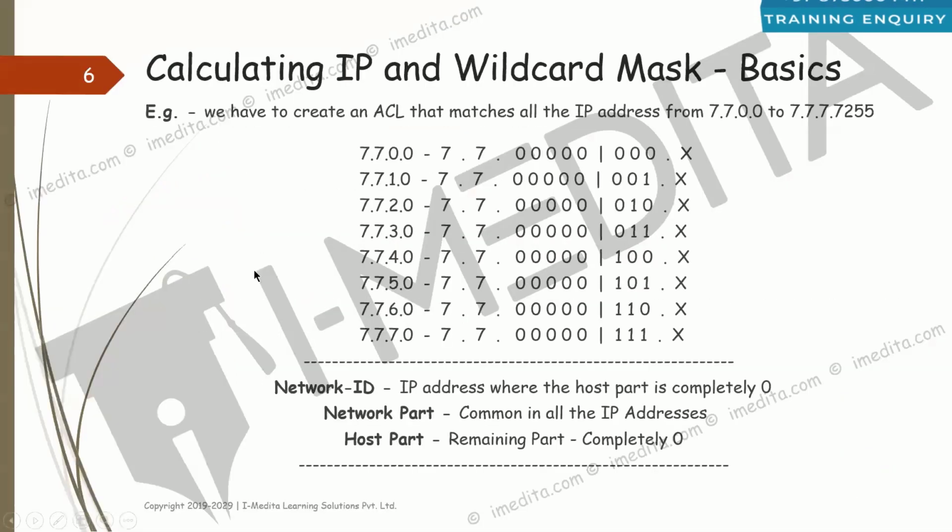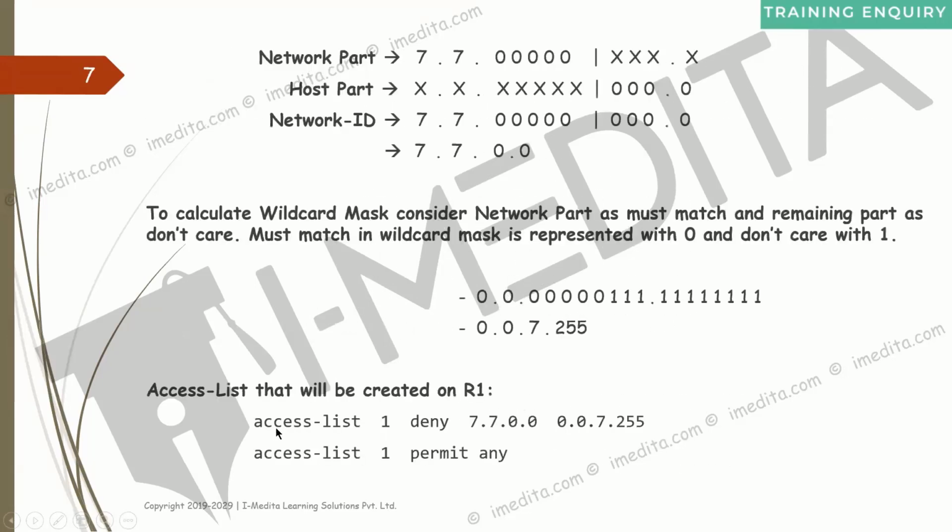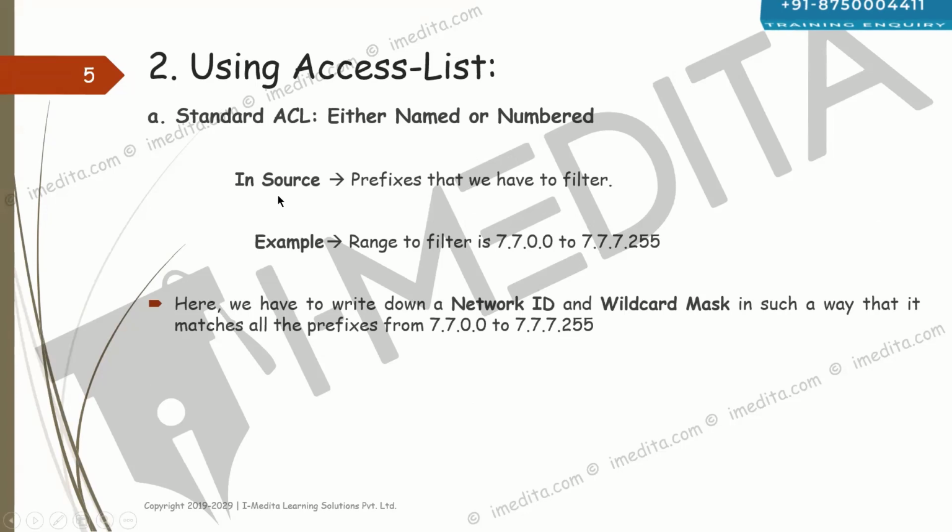So we can use the access control list, the standard ACL, either named or numbered. Remember that the standard ACL can only do the filtering based on the source. So in the source IP, when we write down the ACL, access list deny, here we specify what prefixes we want to allow or what prefixes we want to filter. So in the source, we specify what prefixes we have to filter, what prefixes we want to allow, what prefixes we want to not allow.